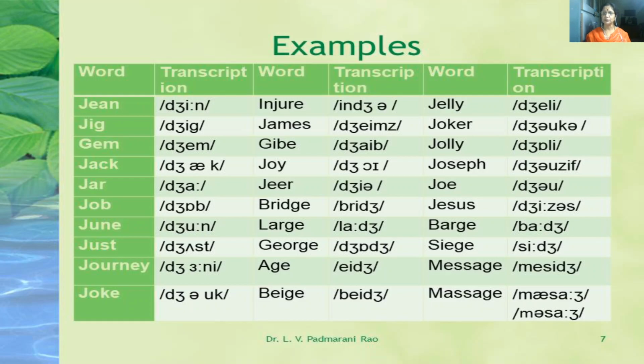J-O-E, Joe. J-E-S-U-S, Jesus. B-A-R-G-E, barge. S-I-E-G-E, siege. M-E-S-S-A-G-E, message. M-A-S-S-A-G-E. You have the British variety as massage and the American variety as massage. Practice the words again to see that the pronunciation is kept in mind.